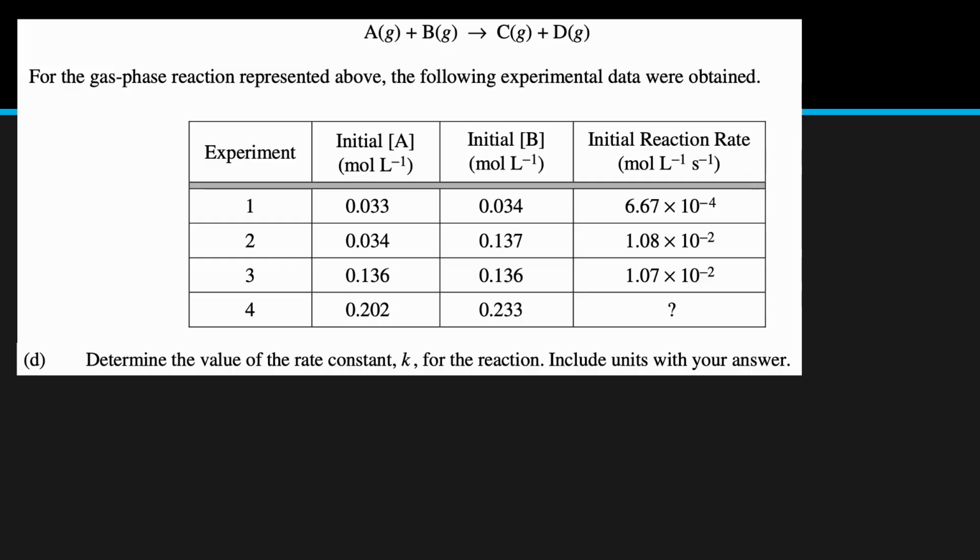And then part D says to determine the value of the rate constant K for the reaction and to include units with your answer. So we already found that rate is equal to K times the concentration of B squared. So again, we're just going to pick an experiment and use that information to plug it in to solve for K. So let's go ahead and pick experiment 1. So if we're solving for K, that's going to be rate divided by concentration of B squared.